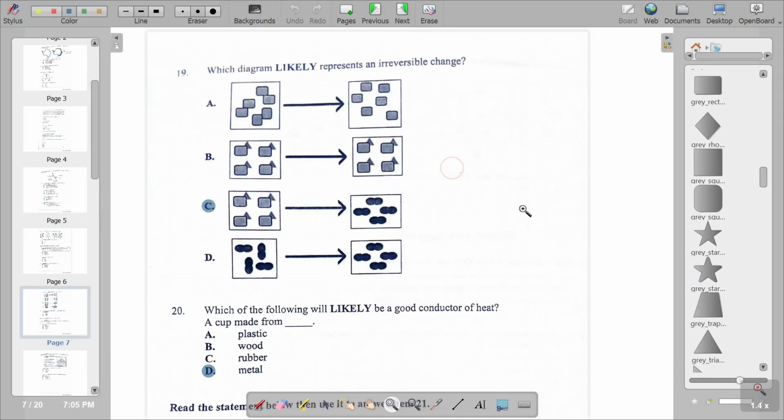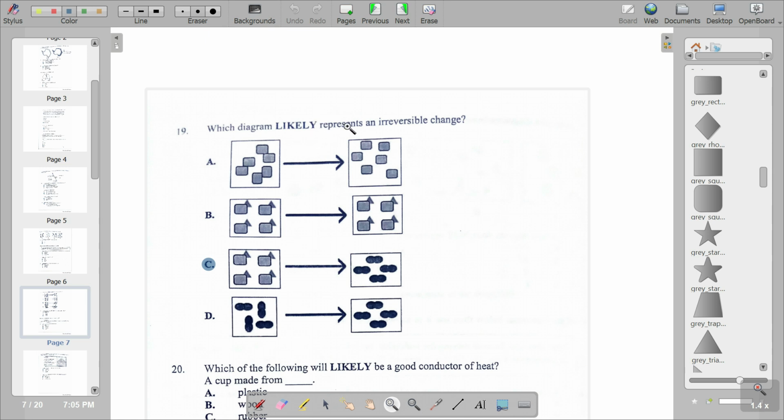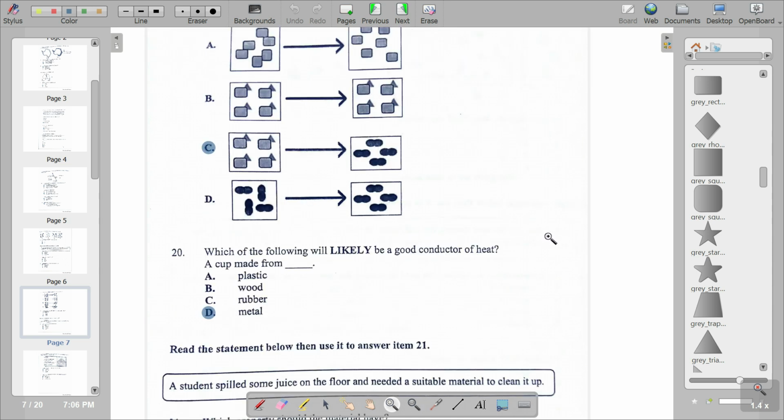Let's move to 19, let me make it bigger for you to see. Which diagram likely represents an irreversible change? Here, the shapes are rectangles or squares, and they change but still look just like boxes. Maybe they're simple changes, but I think they're not irreversible. Here, I think this is the one that would be irreversible, because they're rectangles or squares and a triangle, and then they turn into circles. To get them back doesn't look possible. So I chose C. What would you choose?